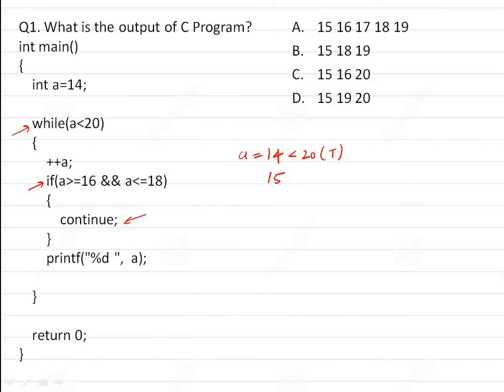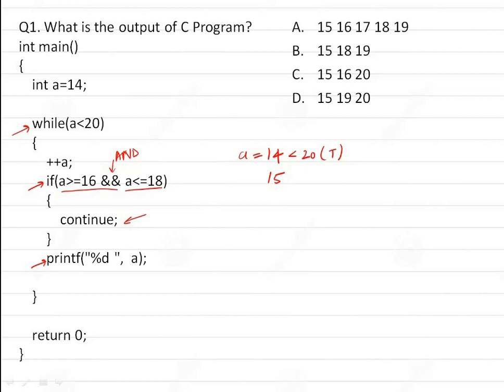Then we will check this condition. This condition says that the value of a is greater than or equal to 16 and the value of a is less than or equal to 18. Both of these conditions should be true because of this AND operator. As you know, in case of the AND operator, if both conditions are true, then the entire condition is true. So in other words, this if condition is true if the value of a lies between 16 and 18. Since a is 15, this condition is false. Because of this we will not enter the if condition, and we will go to the printf statement.